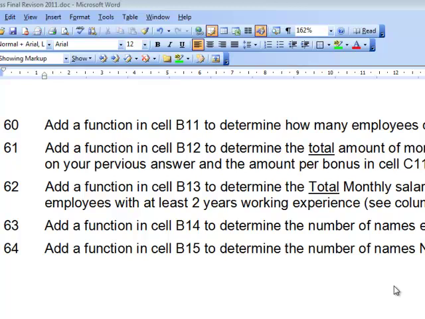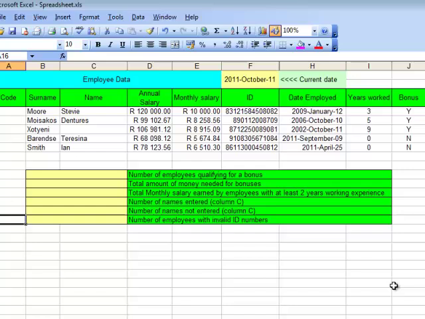Right, again, I'm going to lump 60 to 64 together, not only because they're together in the spreadsheet, but they're also similar because there's a lot of count stuff and summing stuff going on here. Okay, I'm going to go straight to the spreadsheet because the questions are typed in there as well.